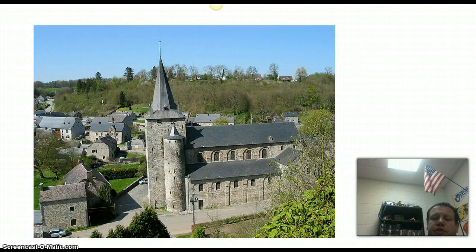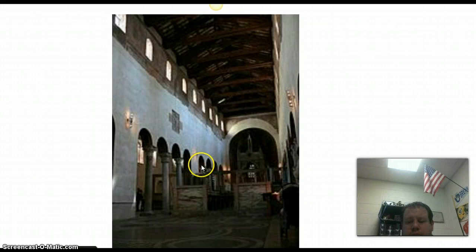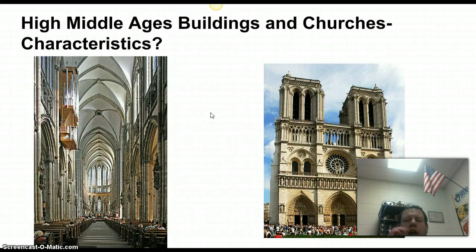Here are some of the older churches you'll see. You'll see the arches right there, but still a pretty tall building. Here we see another older church. We have the arches. Arch right here. Pretty short, pretty squat yet. You see pillars in here from Rome, those kinds of ideas from Greece. But here we get the later characteristics.